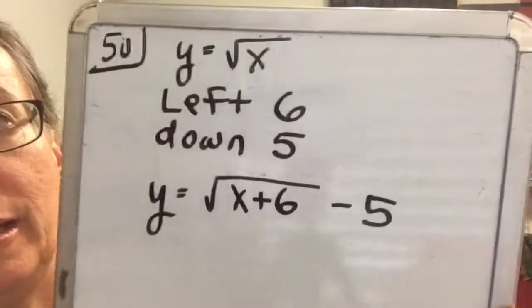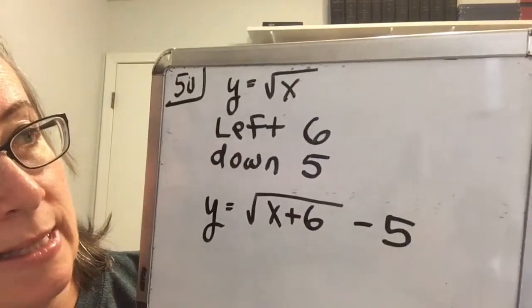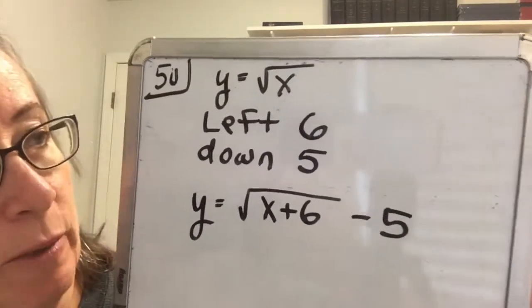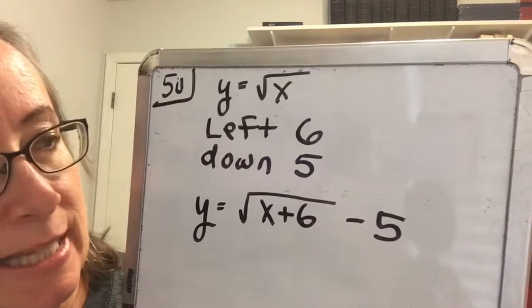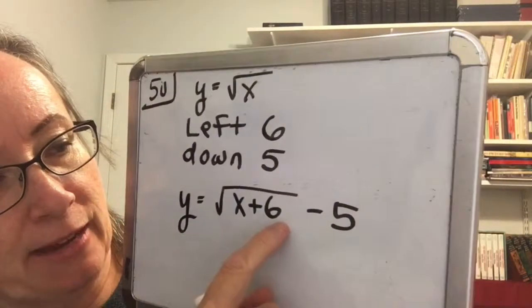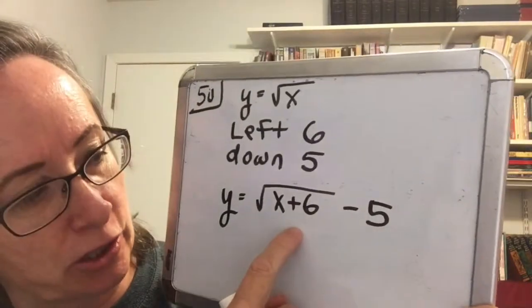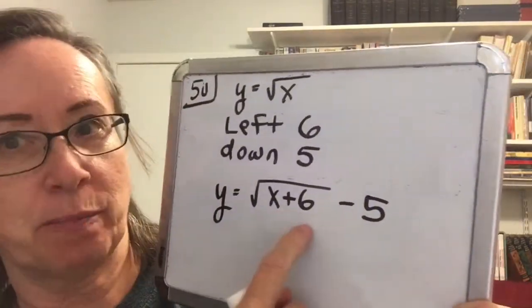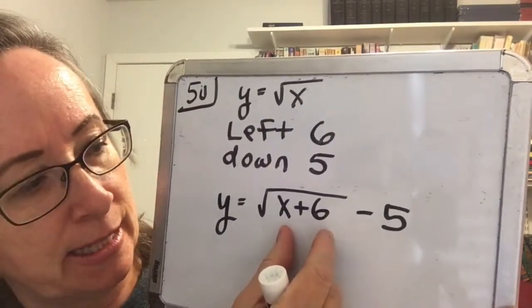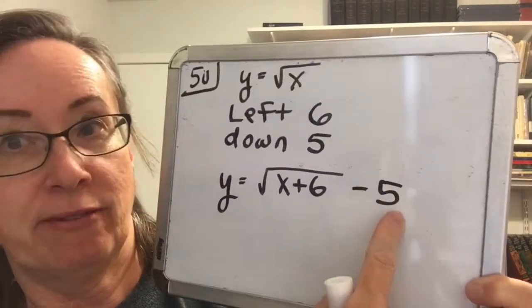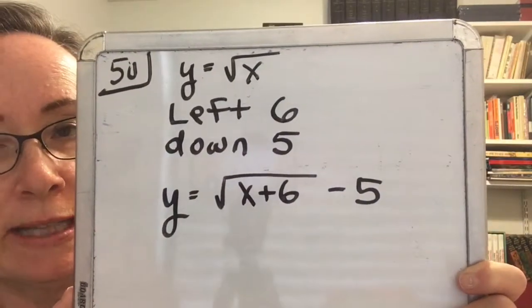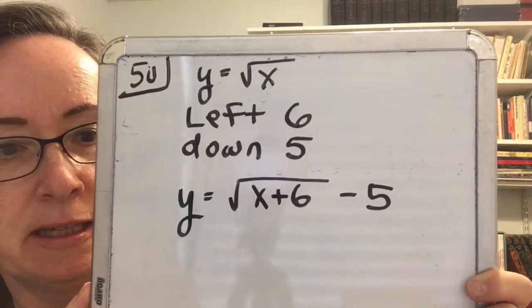All right, so now we continue with y is the square root of x. If we were going to take that parent function and shift it left 6 and down 5, we would shift it left 6 inside the function, which would make it x plus 6, because -6 makes that go to 0. And then down 5 would be outside the function. So this would be my new function, and that's number 50.